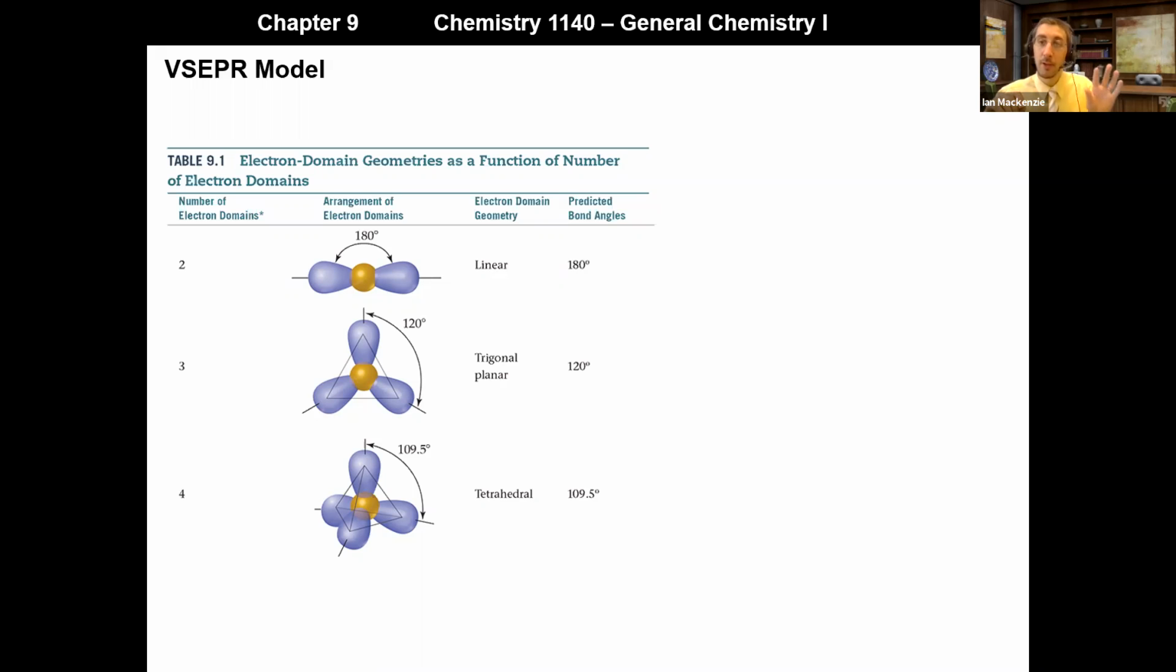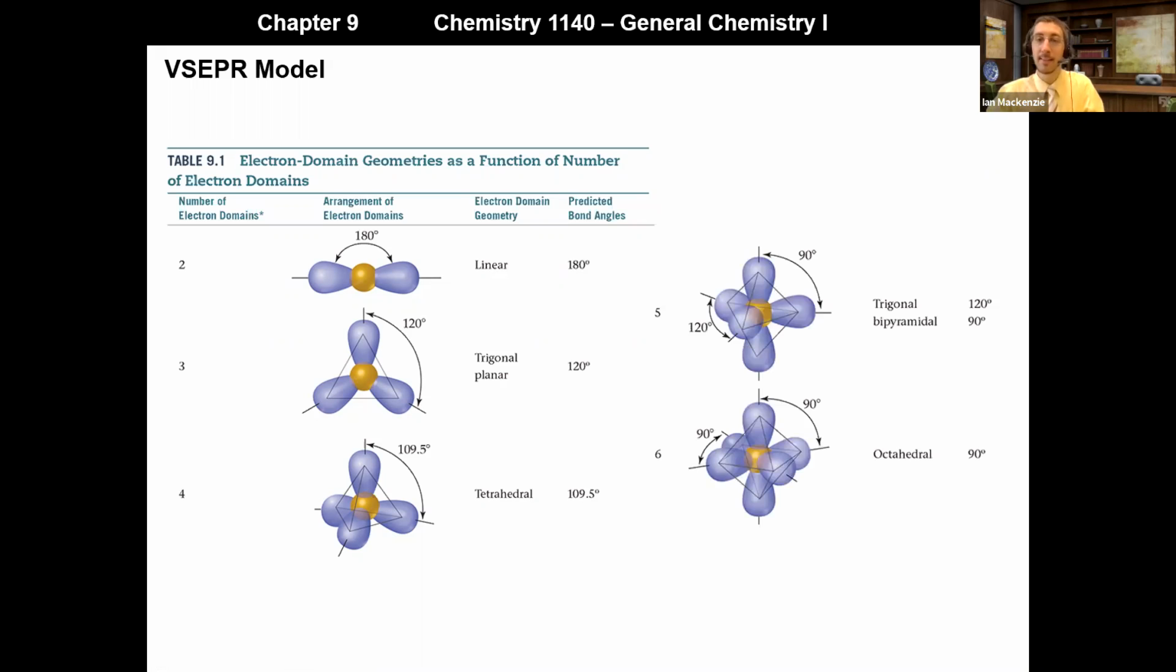The electron domain geometry takes into account all of the electron domains that are present. So if we have 3 balloons or 3 electron domains, then they get 120 degrees away from each other within the same plane, and you can do this with balloons to prove this. And so we refer to this as trigonal planar. Planar because it's all in one plane, trigonal because there's 3 points. The bond angles are 120. If we have 4, then the angles are 109.5 between the electron domains, and we refer to this as being tetrahedral geometry. We can extend this to 5 and 6 electron domains.